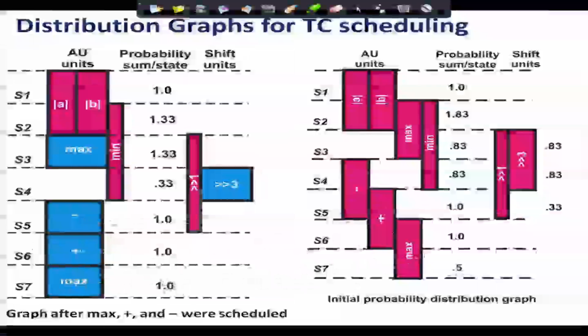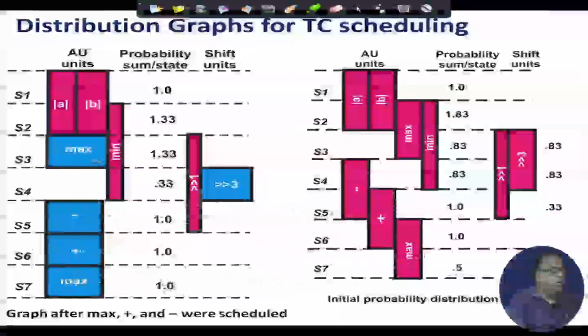Now, as I go to this minus, so these are full, all full. Now, this part has got a probability of 0.33. So, I can put mean here, or I could have put mean here, I could have put max here. So, out of these now I have to schedule.